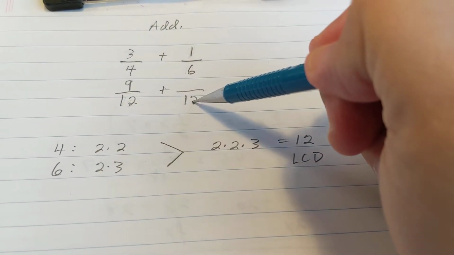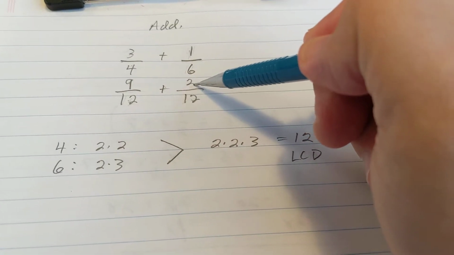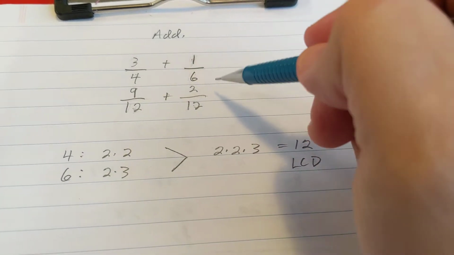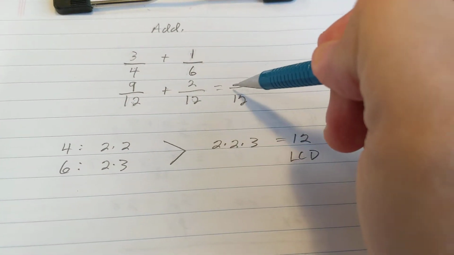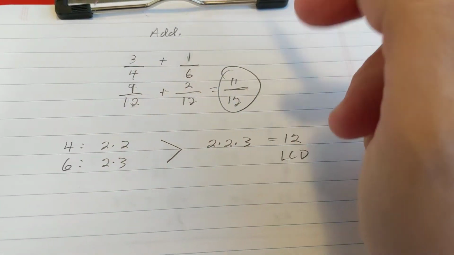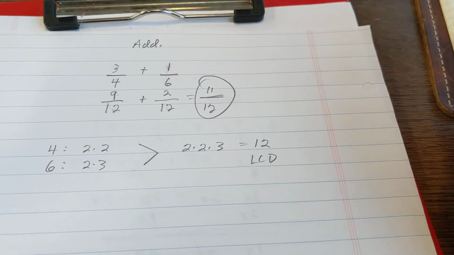6 divides into 12 2 times. 2 times 1 is 2. So 1/6 is the same thing as 2 twelves. And now that I have a common denominator of 12, I can add 9 and 2 and get 11. So 3/4 plus 1/6 is 11 twelves.